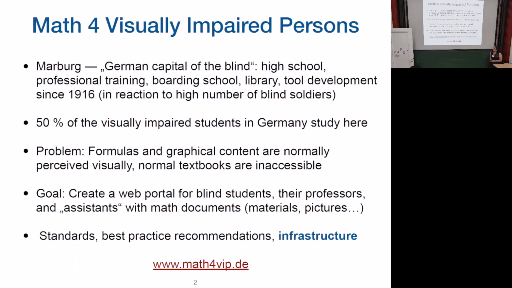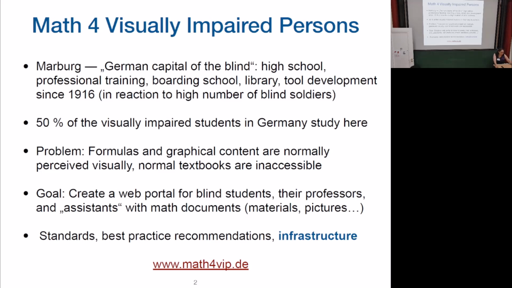Okay, so here it is. So Math for VIP means making math accessible for visually impaired people, right? And the reason is that Marburg is the German capital of the blind. Maybe you didn't know. So just by pure coincidence, in the middle of the First World War, because of these two horrible gas attacks, the number of blind soldiers was rising tremendously, and there was felt a need to do something for these people, to give them an education.